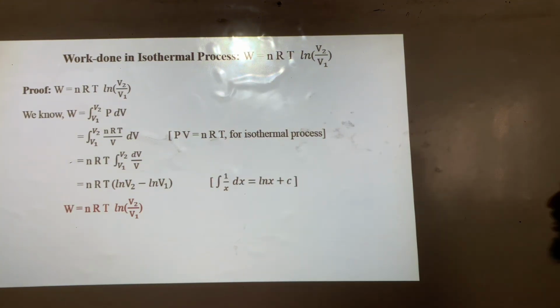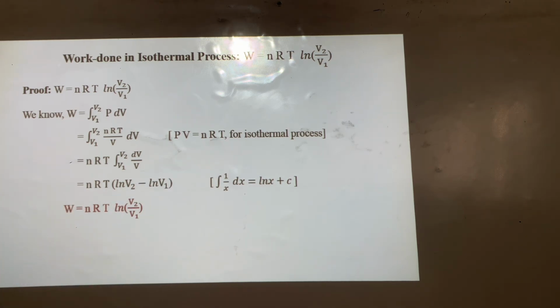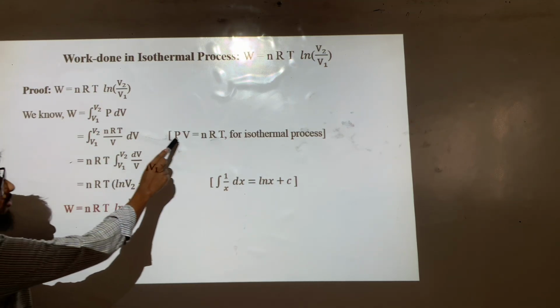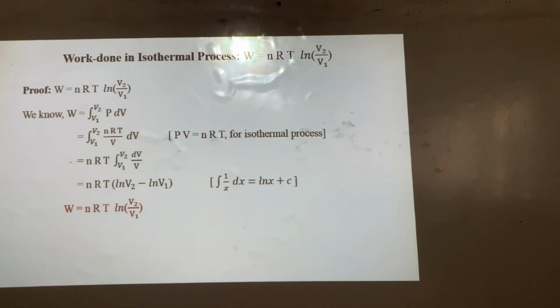Try to figure out how we do the integration. So we know that PV is equal to nRT for an ideal gas. We already know that, right? So from there you have P is equal to nRT divided by V. I have just plugged in P is equal to nRT divided by V here.